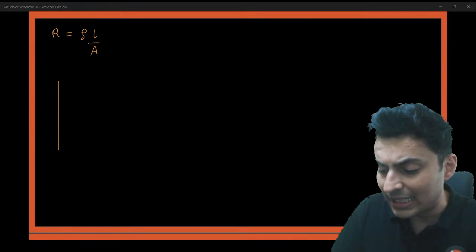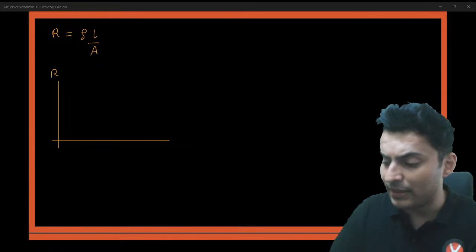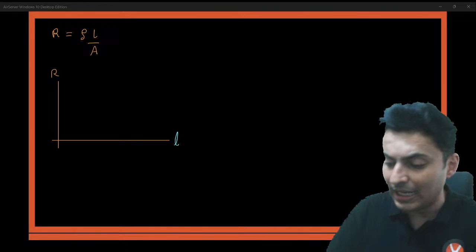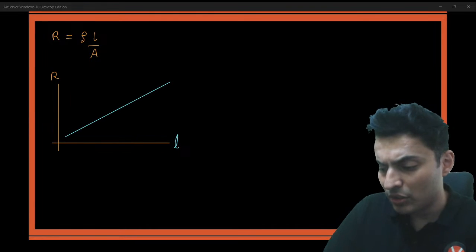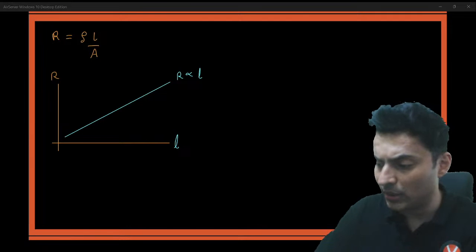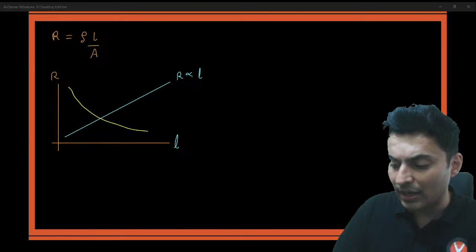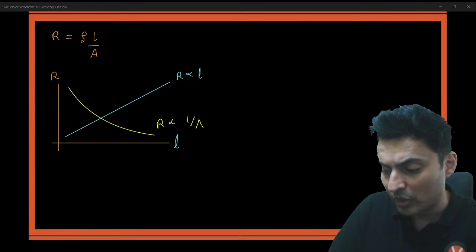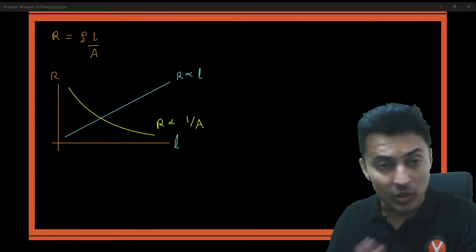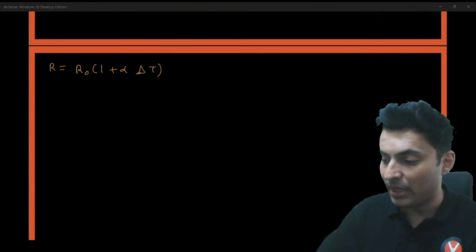When you talk about length and area, it is very, very straightforward. If you take length, resistance is directly proportional to the length. Bigger the length, more is the resistance. But when you talk about area, it is inversely proportional to the area, so the graph will be a curved line like this. Okay, so this is with regards to the length and the area. Then we'll talk about the temperature.